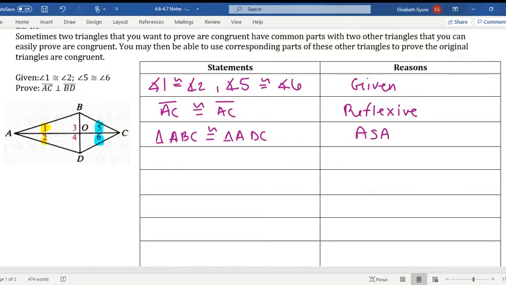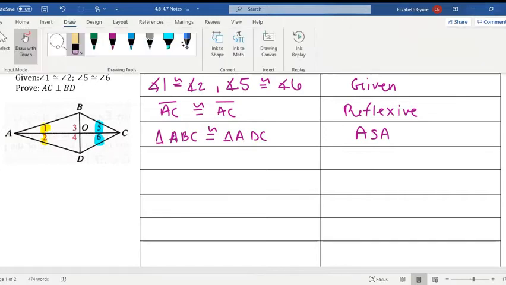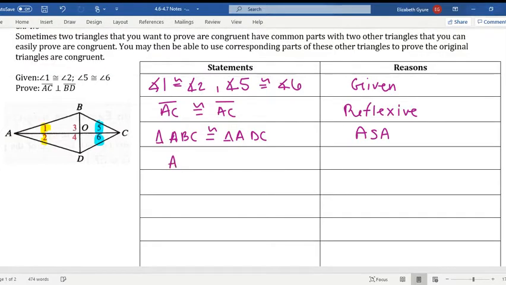AO is congruent to itself. Sure, let's say that. Segment AO is congruent to segment AO, again by the reflexive property. Okay, so we have this one. So we have a side and an angle.